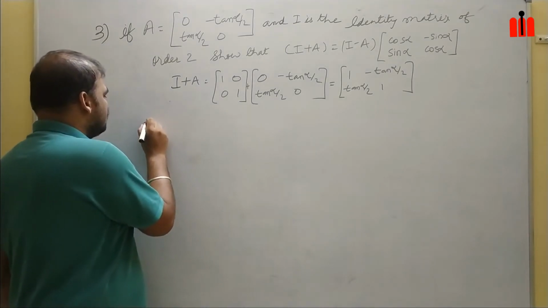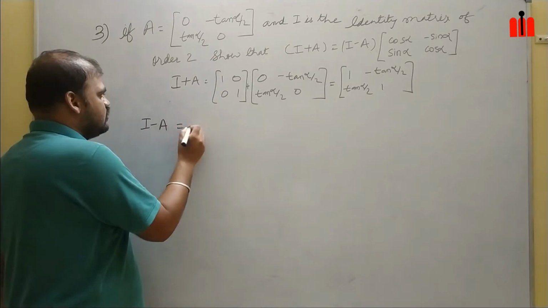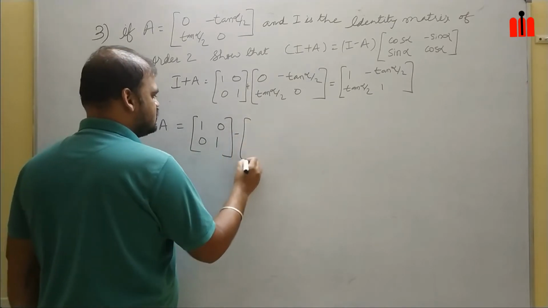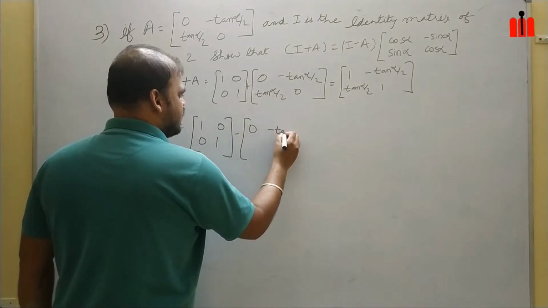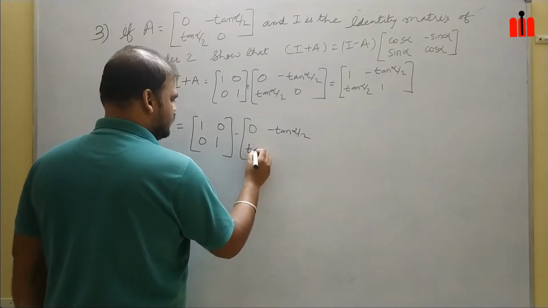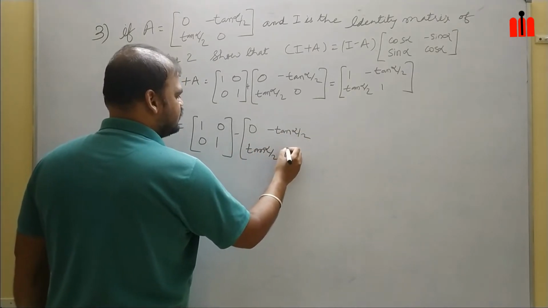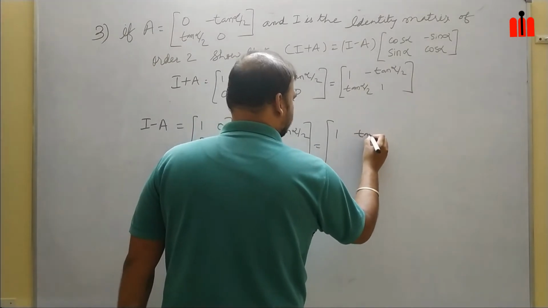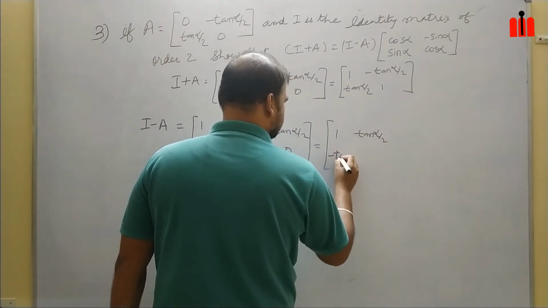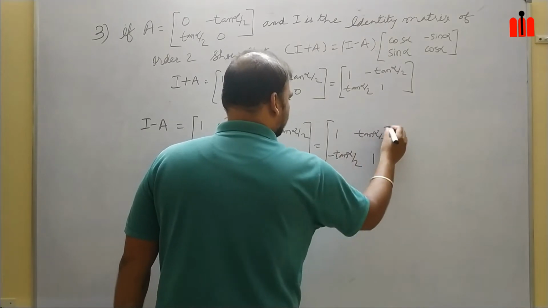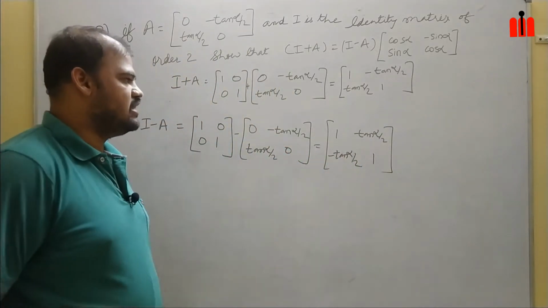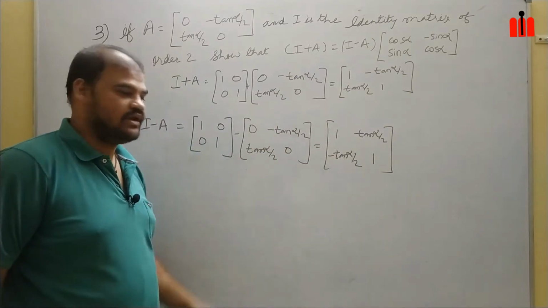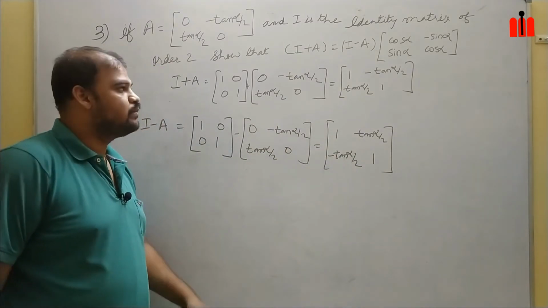Similarly we will do I minus A. So we will get it as 1 0 0 1 minus 0, minus tan alpha by 2, tan alpha by 2, 0. So this will become 1, tan alpha by 2, minus tan alpha by 2, 1. Right? So this will be my I minus A. So 0 minus tan alpha by 2, here it will become plus tan alpha by 2, here it will become minus tan alpha by 2.